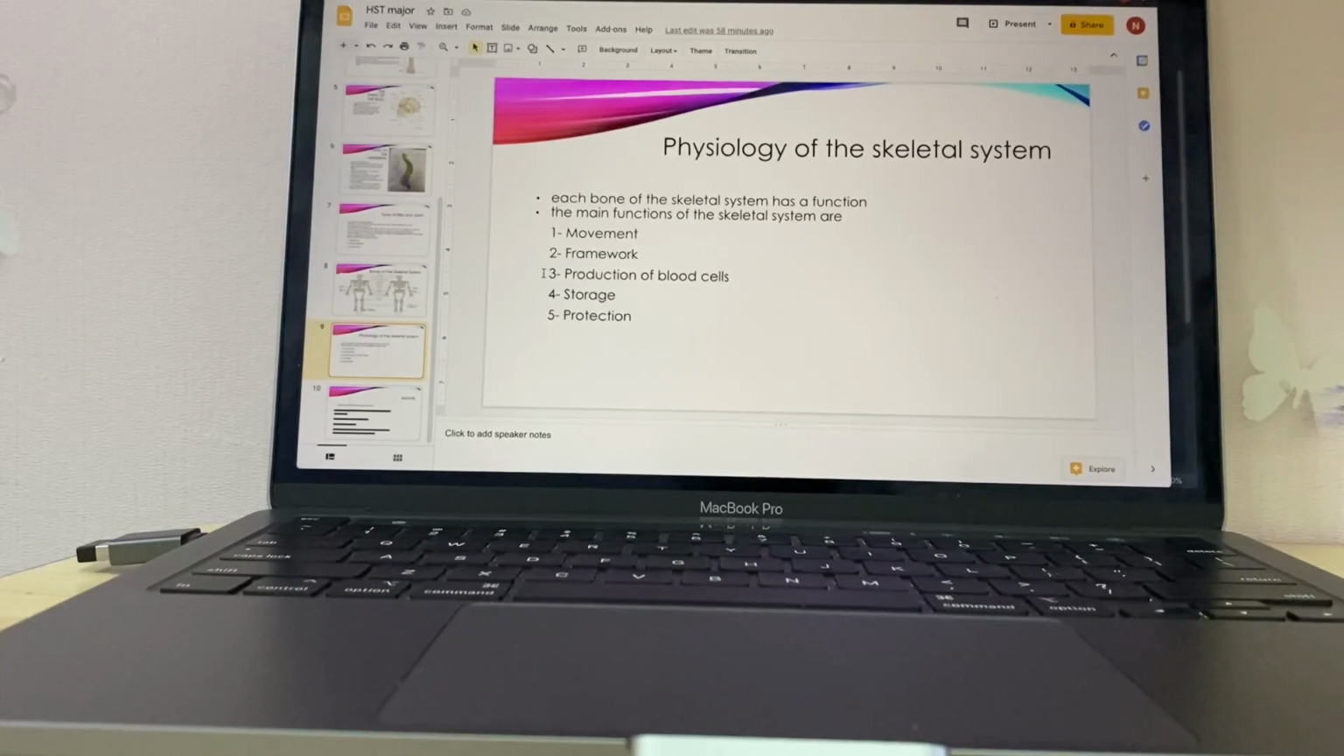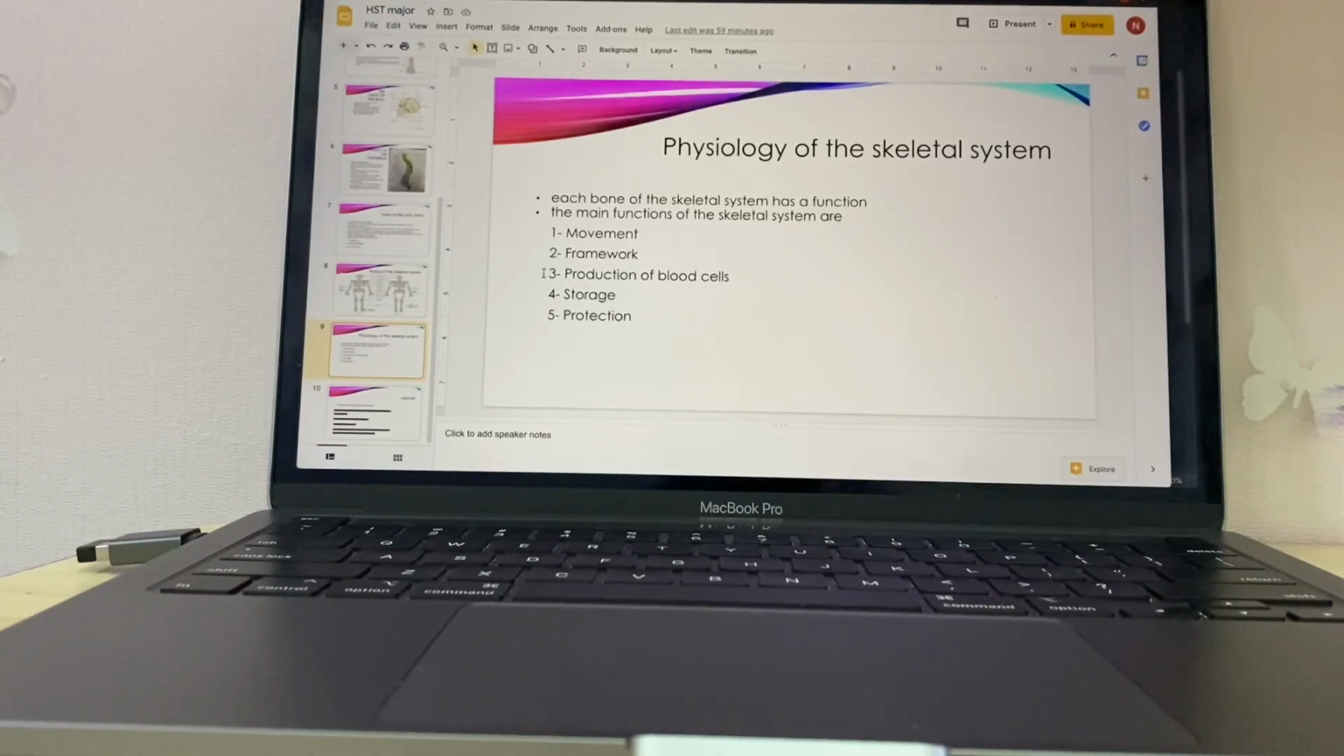The skeletal system and the muscular system work together. Then we have framework. The vertebrae is the most important part of the framework, because it gives you the straight structure you have now, and it supports your head from leaning backwards. And then the production of blood cells. The red marrow, as I said, that is inside the spongy bone, produces blood cells. It produces platelets, red blood cells, and white blood cells.